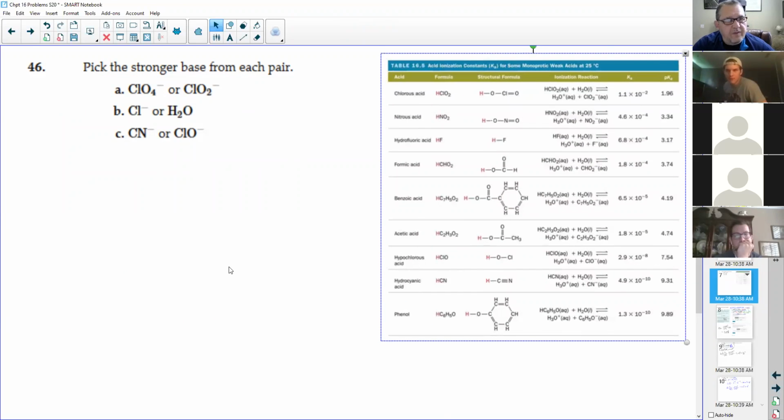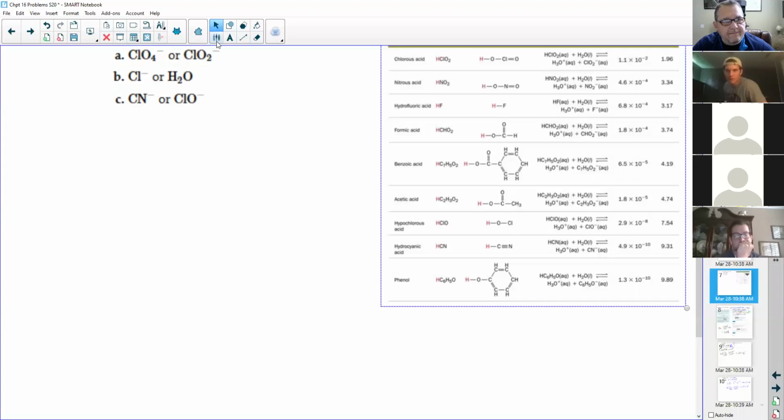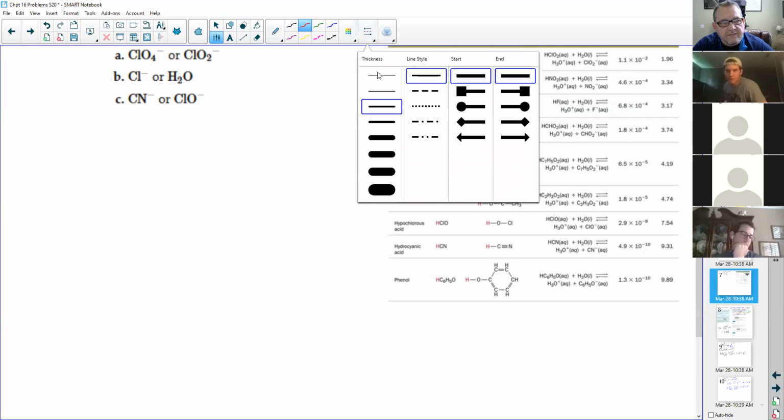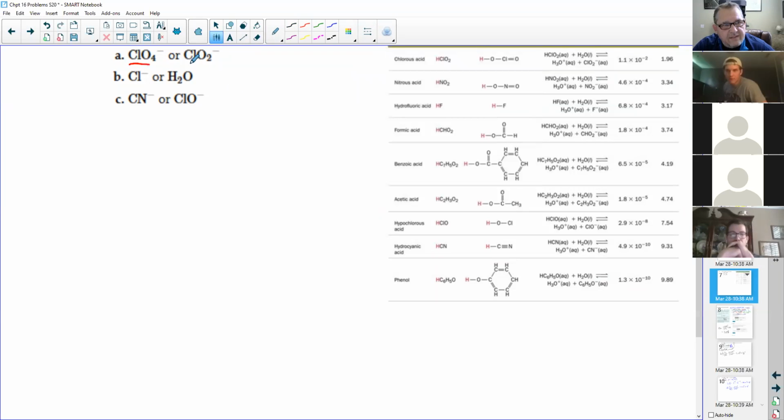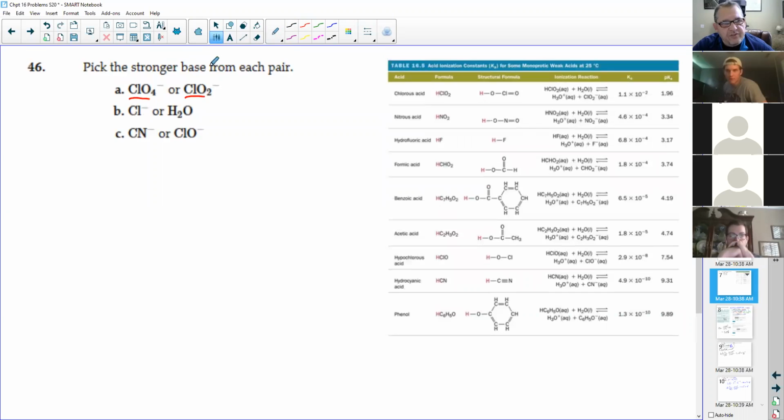Okay, so the first one that it's looking at is this comparison of ClO4 minus and the ClO2 minus. And on this one, it wants to know which is the stronger base. Okay, so here's where we have to think about the table that I showed you, where we went over and compared the strengths of the acids and bases.